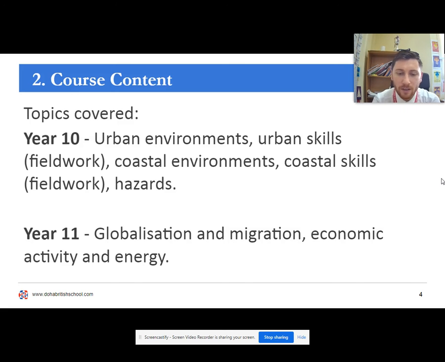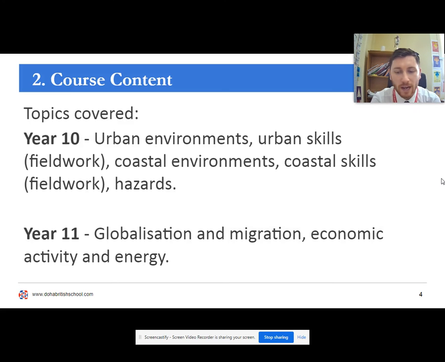Going into Year 11, then we look at globalization and migration. So we look at why can we get from one side of the world to the other in less than 24 hours nowadays. We look at what has caused our world to kind of shrink. We look at why people move around the world. We look at tourism and how that has had an impact on everyone being connected in the world. Why are you in a British school in Qatar? We can answer that question in that topic.